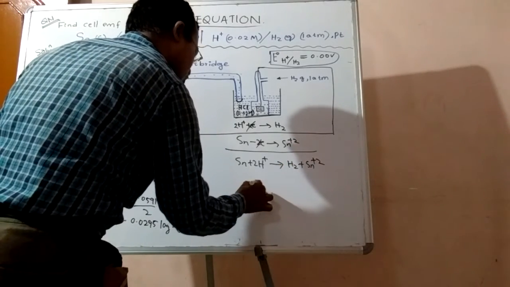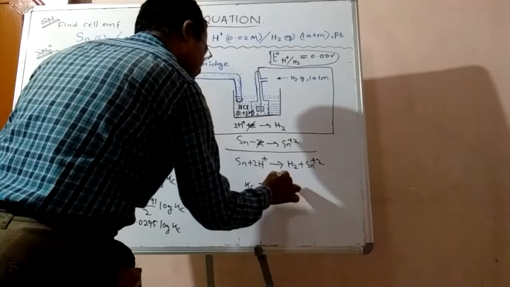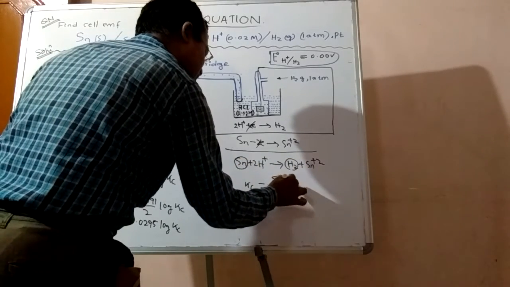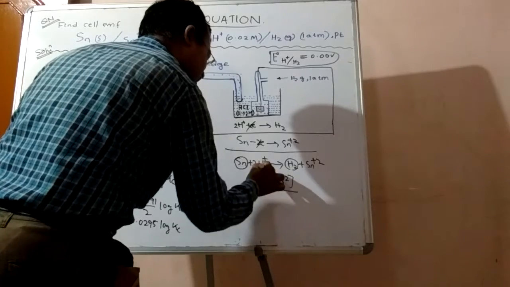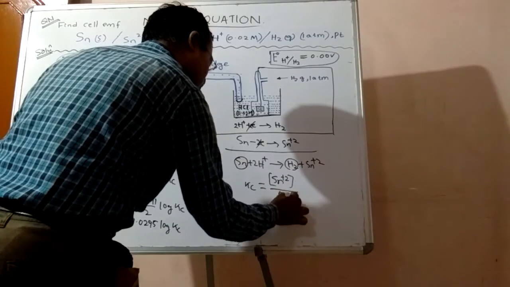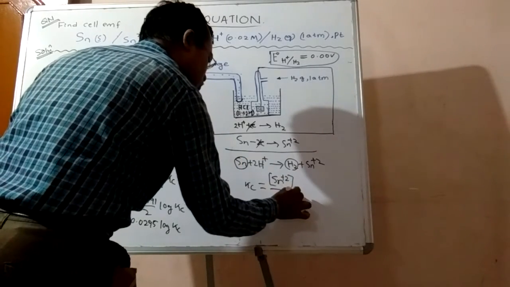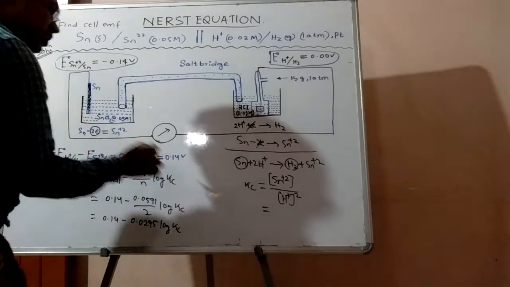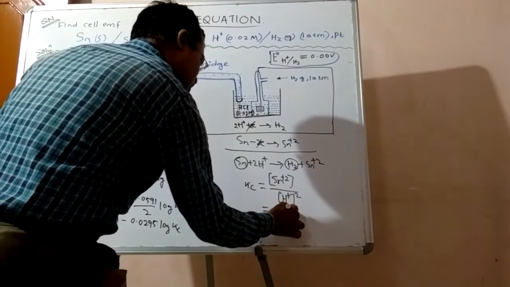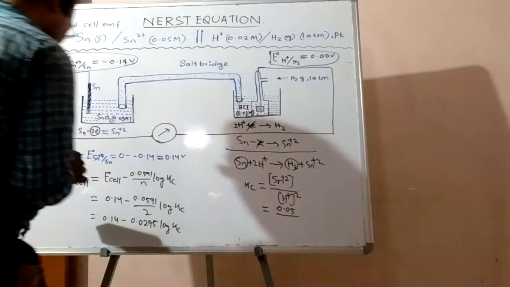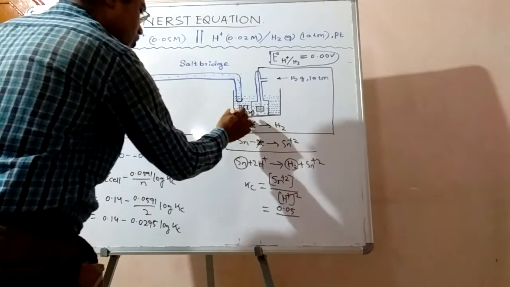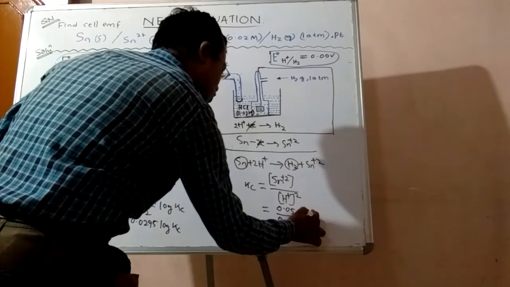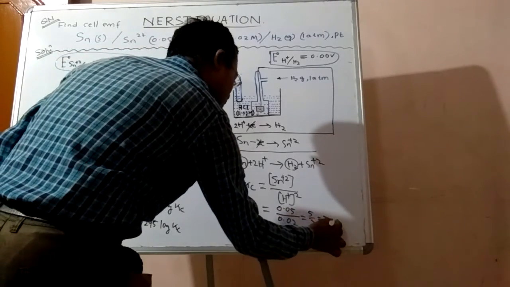Now how much does Kc come out to be? Sn and H2 are in pure states, so they can be taken as 1. Kc is the Sn plus 2 concentration divided by the H plus concentration, and as there is coefficient 2, this is squared. That is equal to Sn plus 2 concentration 0.05 divided by 0.02, that comes out 5 by 2, that is equal to 2.5.